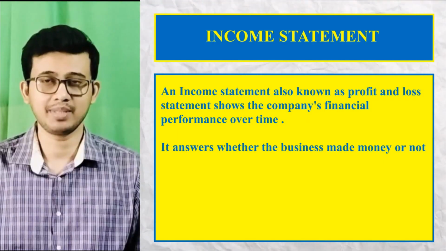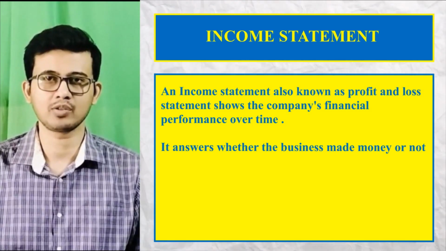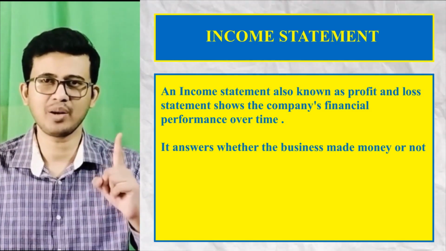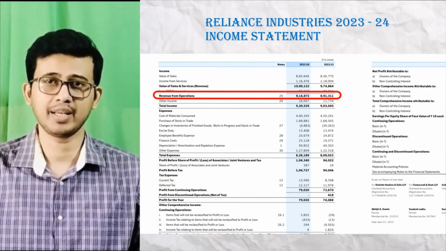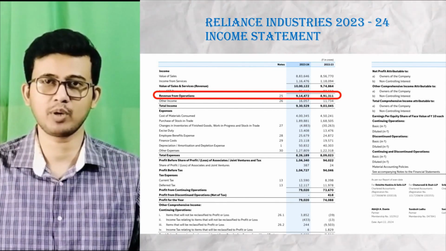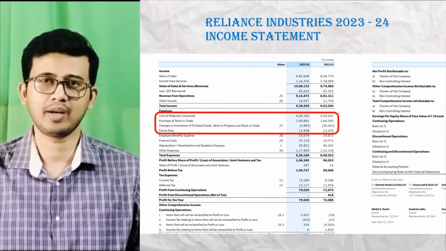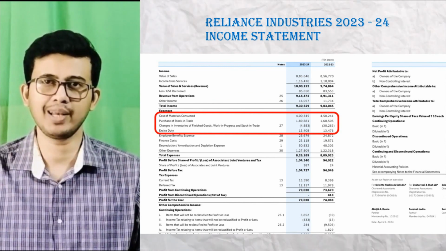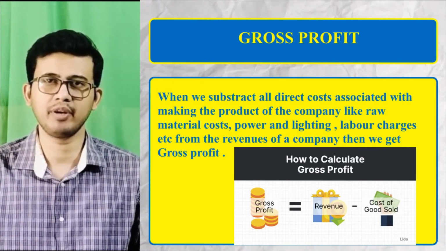An income statement, also known as a profit and loss statement, shows the company's performance over time. Think of it like a financial scorecard. It basically answers one question only: whether the business makes money or not. At the top of the income statement, we have revenues. This is the money that a business brings in from the sale of its product or service. Below that, we have the cost of goods sold. This is the direct cost which is used to make the product of the company, like raw material cost, fuel and lighting, labor charges.